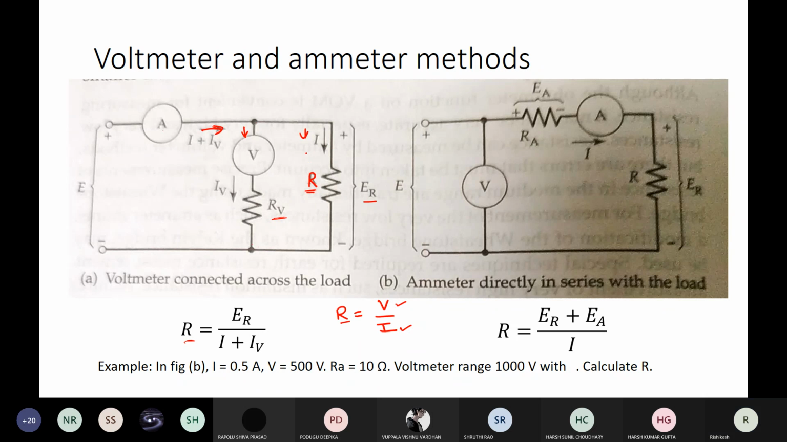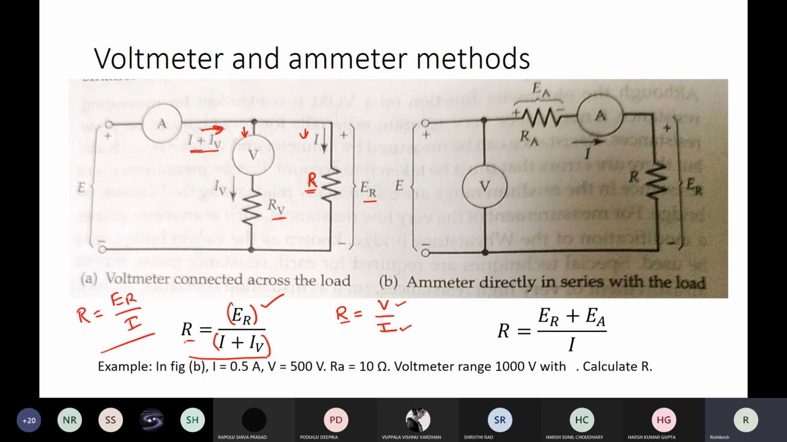It is indicating the current flowing through R and the voltmeter, that is I plus IV. The IV is the current component flowing through the voltmeter. I is the current flowing through the resistance. So it is I plus IV which the ammeter is measuring. So ideally I should have had this equation, but it has come to this equation because this is the measurement I get from the ammeter, this is the measurement I get from the voltmeter.